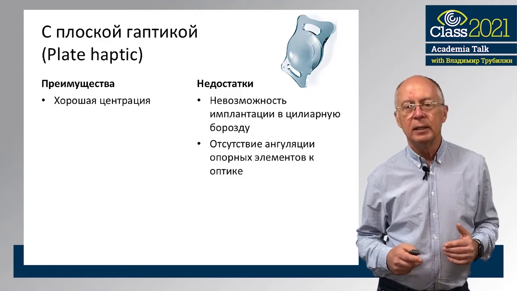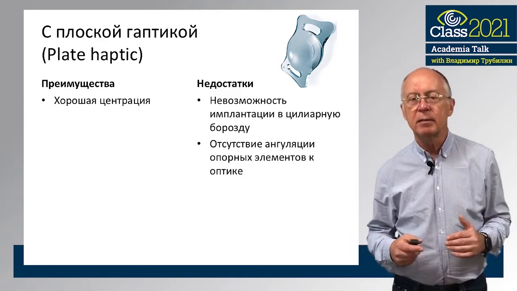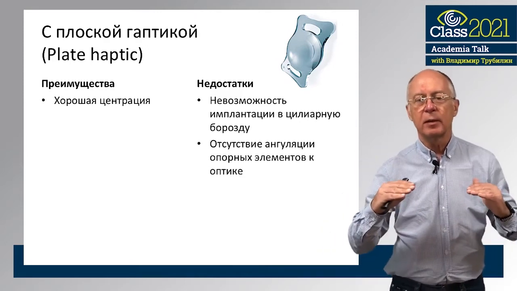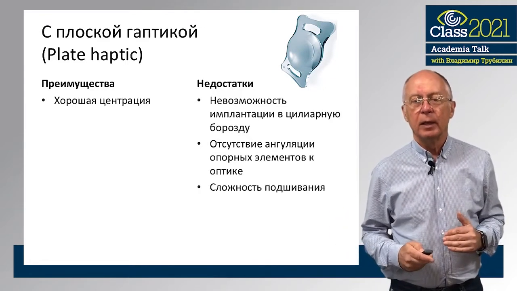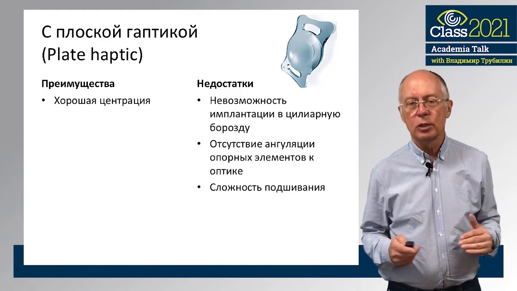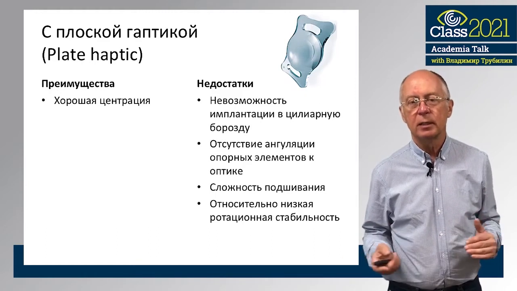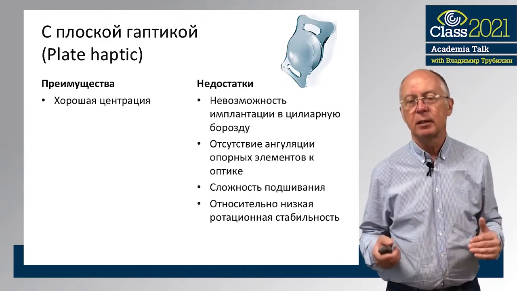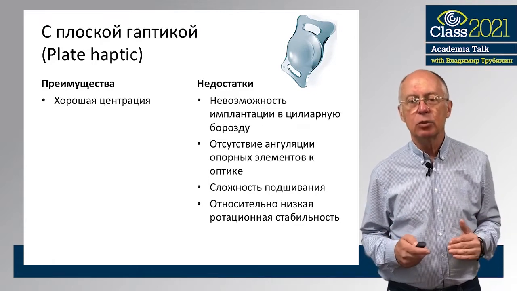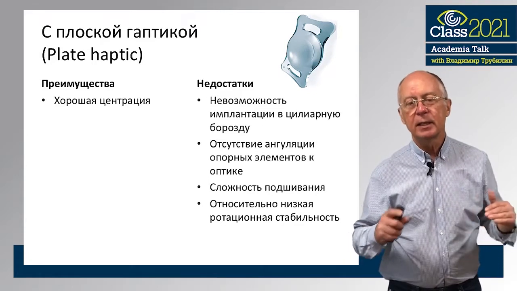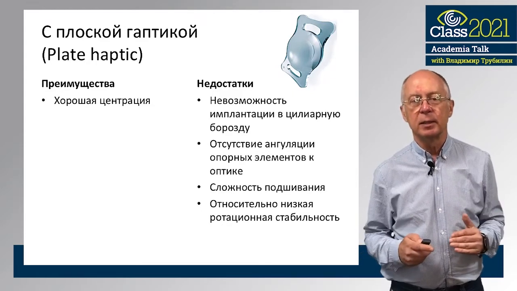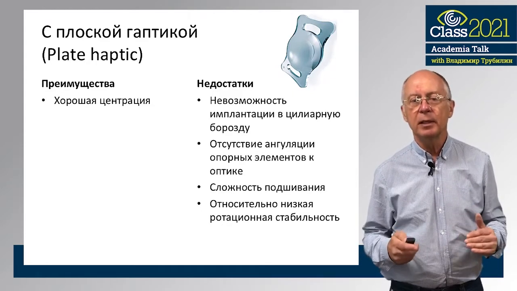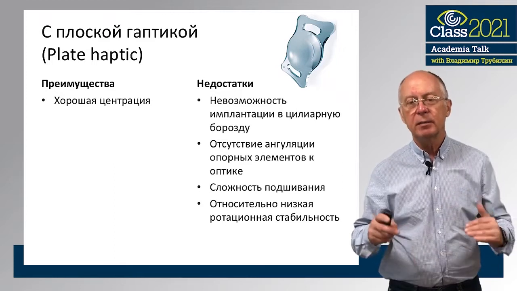and secondary glaucoma. And this is due to the fact that the lens generally lacks the angulation between its haptics and optics. On top of that, it is difficult to suture the lens, not only to the flat part of the ciliary body, but to the iris too. It also has a relatively low rotational stability. The first toric lenses had exactly that kind of haptics, plate haptics, and were rotating, which was why we opted out of using them.